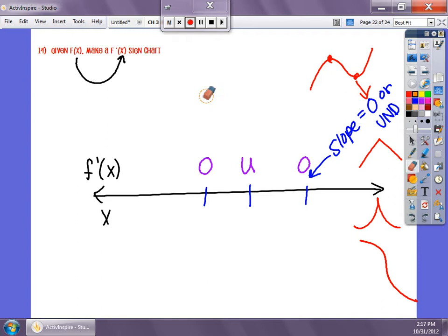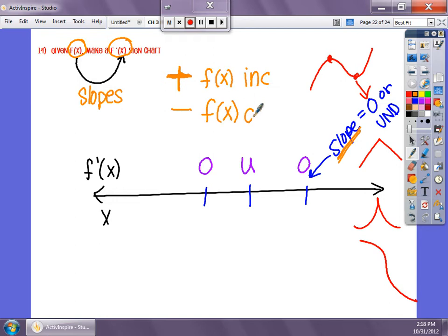Next, I made a huge mistake. I was given f of x to make the f prime sign chart. I'm going from f of x to f prime of x. I shouldn't say y values because it says slope. So I'm looking at the slope, which is why I have this word here. Now, if I want to get a plus sign on my sign chart, and remember, I'm given f of x, I'm not given the actual f prime of x graph. A plus sign would be where the graph f of x increases, and a negative sign would be where f of x decreases.